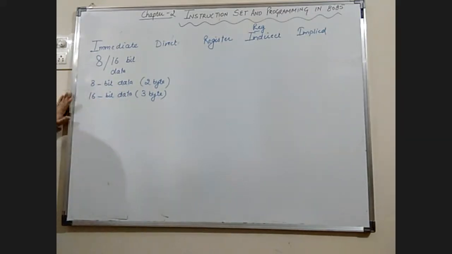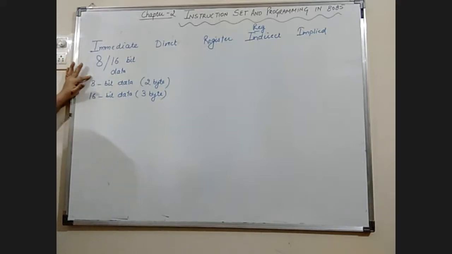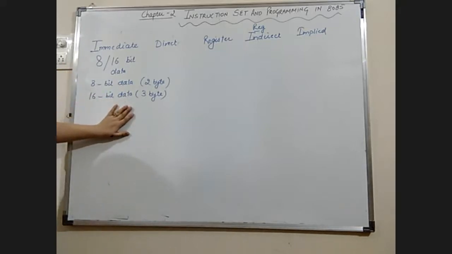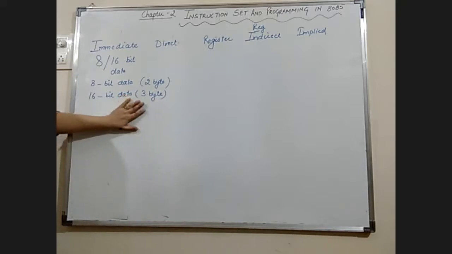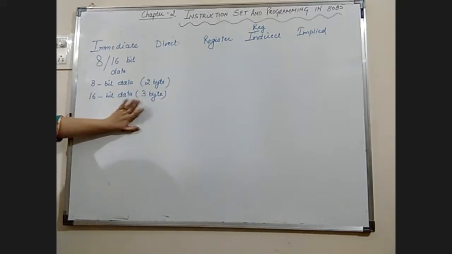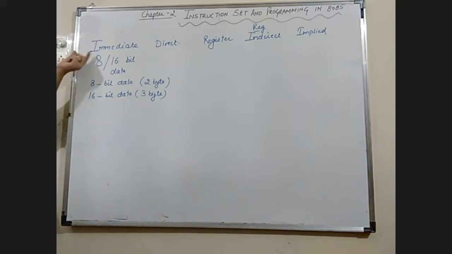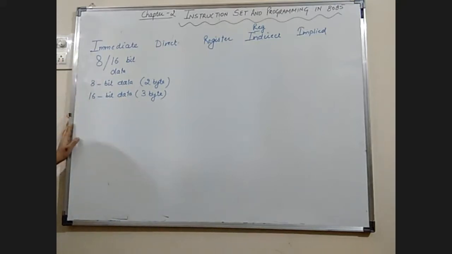Okay, so first byte in this case is for opcode and second byte in this case is for the 8-bit data, and here first byte is for opcode and next 2 bytes are used to store the lower order and the higher order data. Now students, we can see in case of immediate addressing mode, if I is specified in the instruction, that we can say that instruction is of immediate addressing mode.